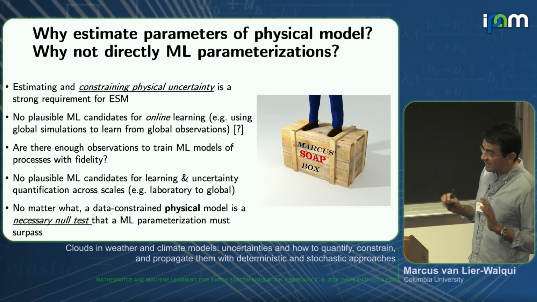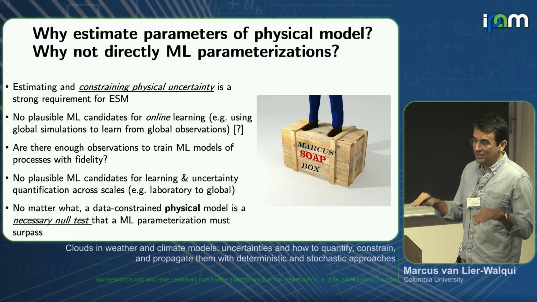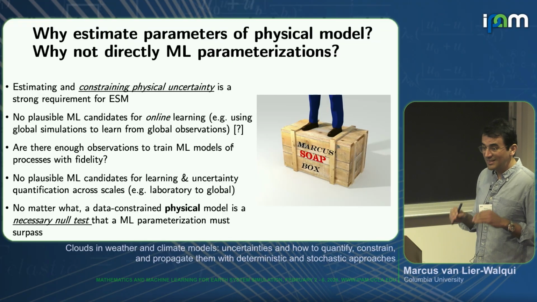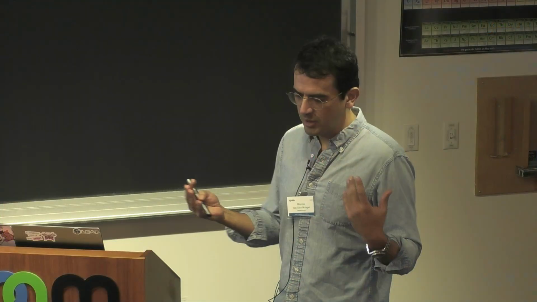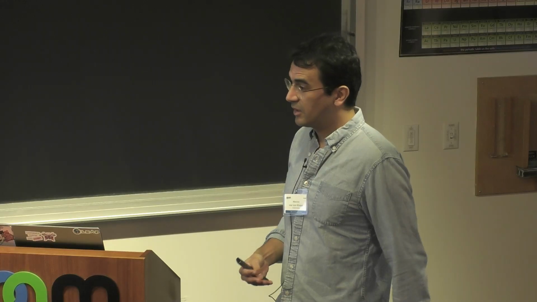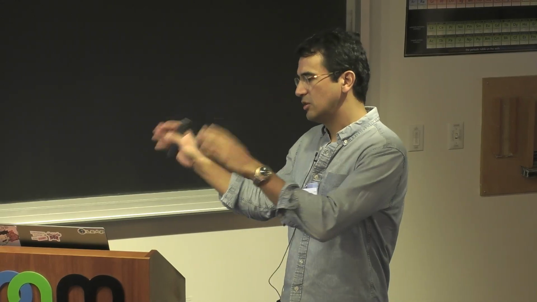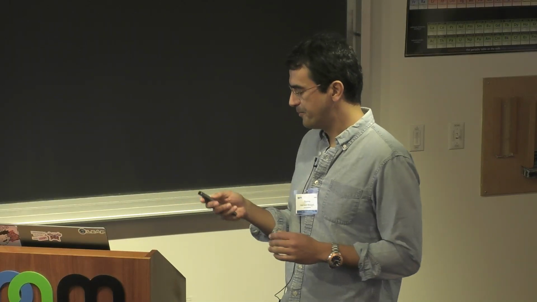And no matter what, and this is a big point for me, I think a data-constrained physical model, so constraining parameters and structure in a physical model, is a necessary null test that we have to do better than in machine learning parameterizations or machine learning emulators. So why do we abandon the physics before we know that this other thing can actually be better? I think it's a poor sort of null test to just say, oh, here's the standard version of the model, machine learning is so much better than that. It's like, no, do a data-constrained physical model also.